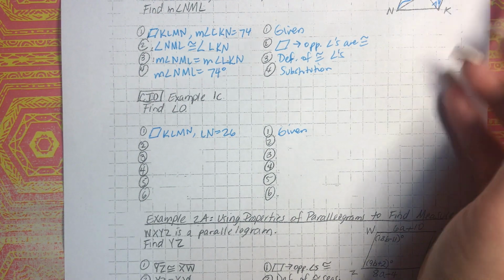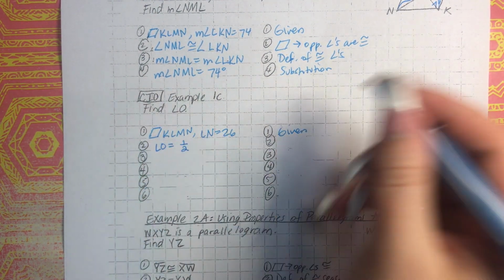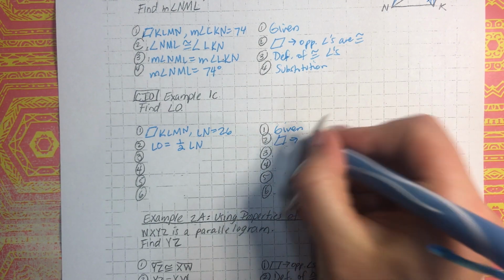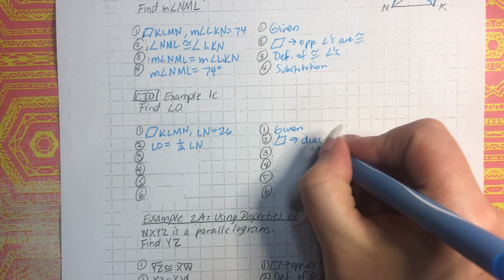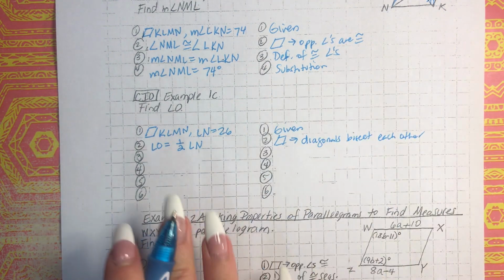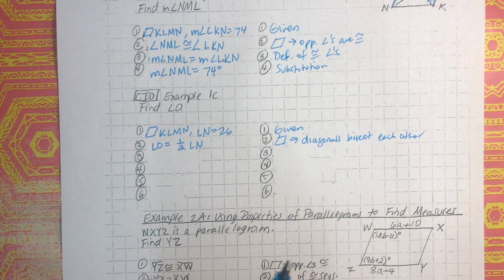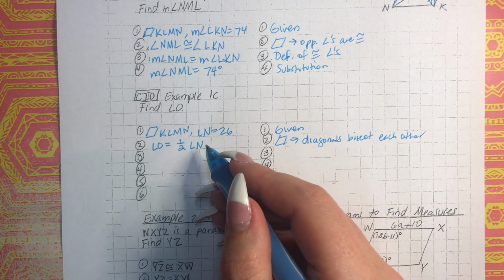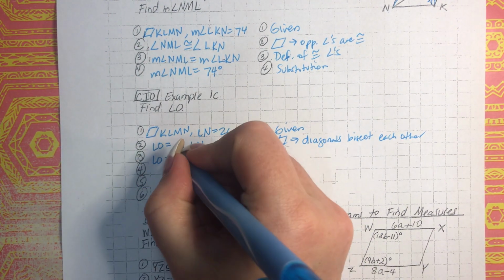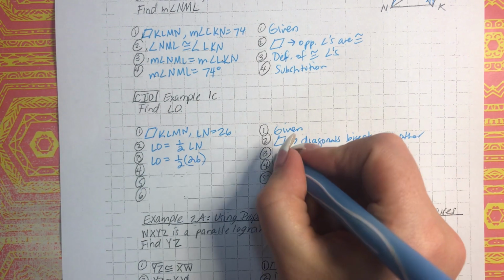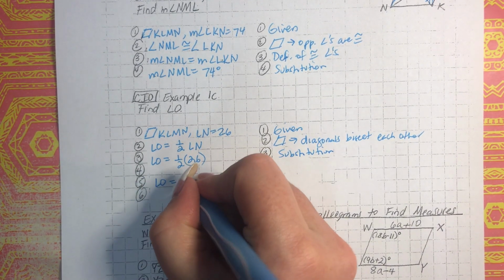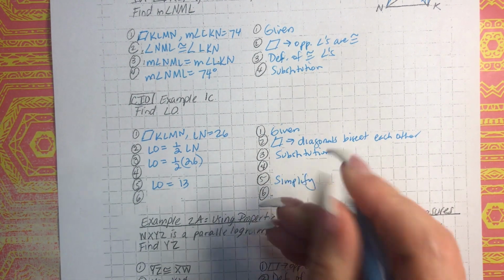And then we are going to use the bisect one. So we're going to say LO is equal to 1/2 of LN. And that's because if it's a parallelogram, then the diagonals bisect each other. Okay? Now we're just going to substitute in. 26 in here for LN, so we got LO equals 1/2 of 26. That's substitution. And then 1/2 of 26 is just 13, and that's simplifying. And that's our answer right there.